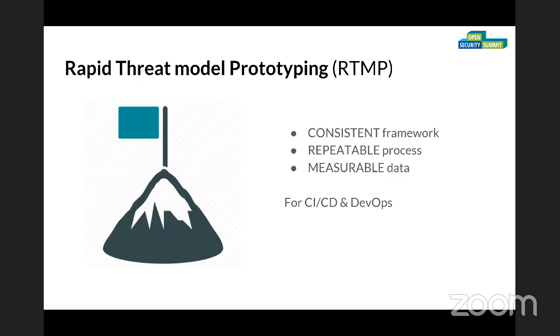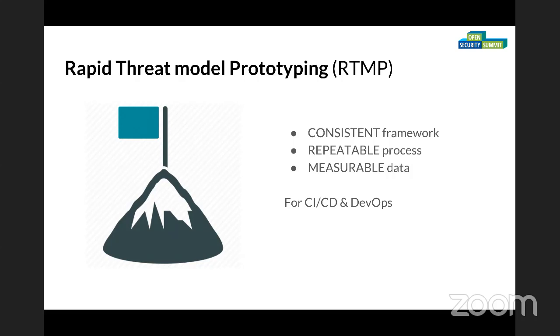So I created something a number of years ago called Rapid Threat Model Prototyping. You can find it on GitHub if you search for it. I've done a number of talks. In fact, I did a talk last year, was it, Avi, over in Tel Aviv about RTMP. RTMP's premise is that we create a consistent framework to run everything off of. We then generate a repeatable process, so every time you do the process, it's the same thing, and you get measurable data back. That way you can plug it into DevOps, CI/CD pipelines and Agile a lot easier.